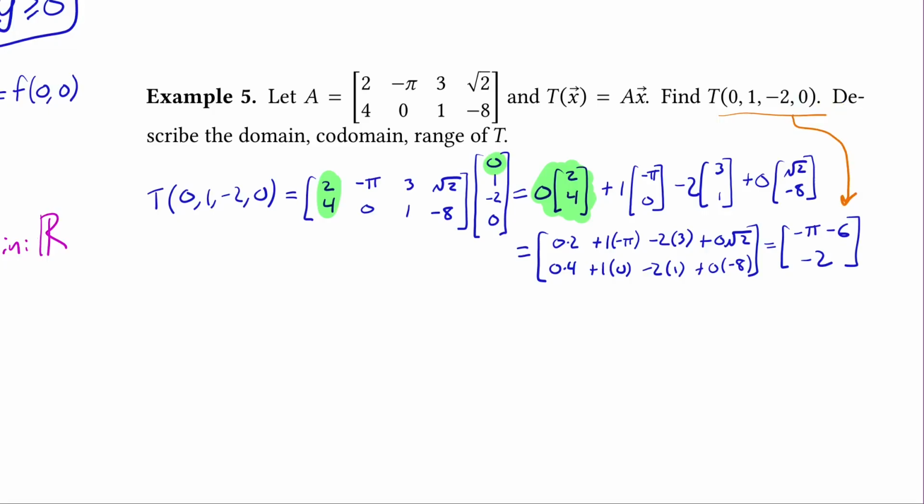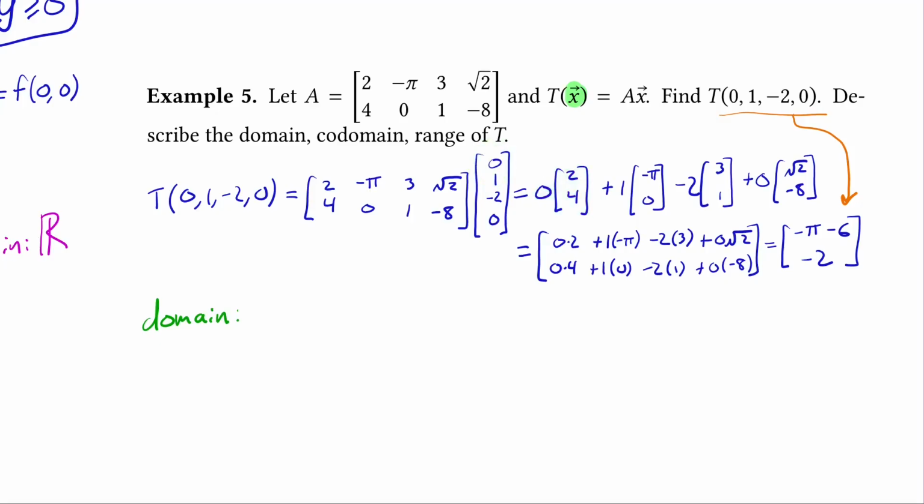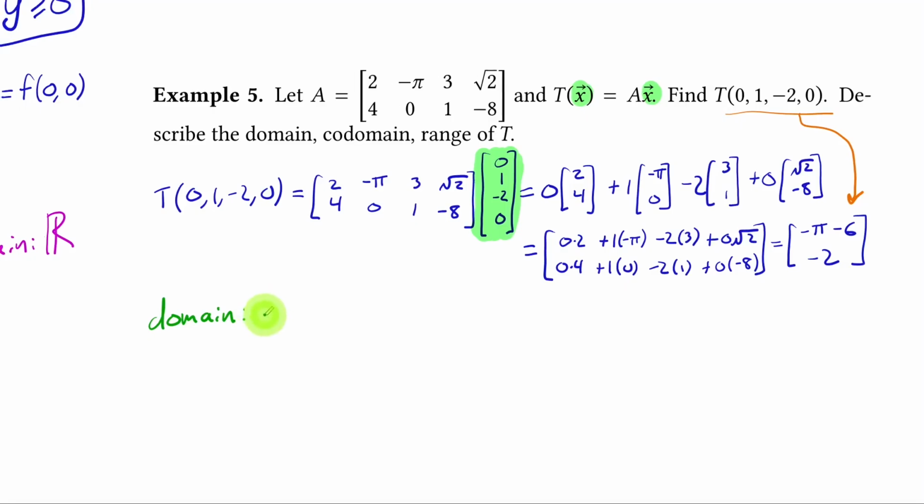So what is the domain? The domain is the set of possible input vectors that x can be. Now, what kinds of vectors does it make sense to multiply by this? Well, you have to have 4 entries in x, because you need to have 1 entry per column of A, otherwise A times x is undefined. So the domain is R4 for that reason.